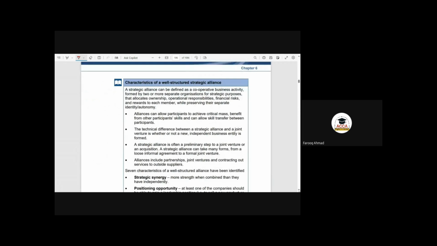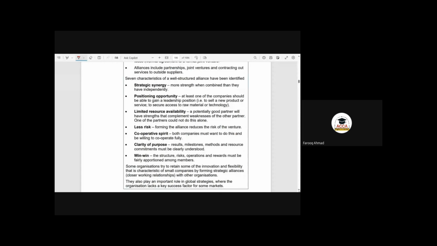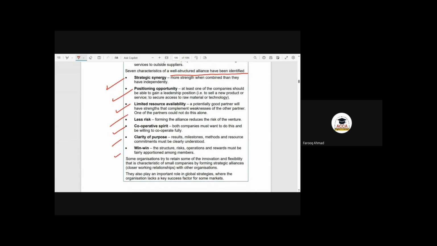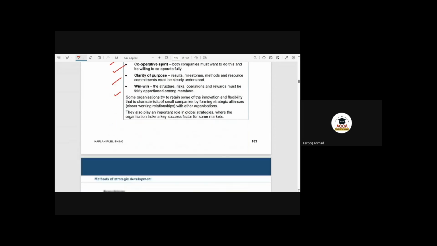Characteristics of a well-structured strategic alliance. Seven characteristics of a well-structured alliance have been identified: strategic synergy, positioning opportunity, limited resource availability, less risk, cooperative clarity of purpose, and win-win. So a JV is always a win-win. Both companies have brighter chances for success.